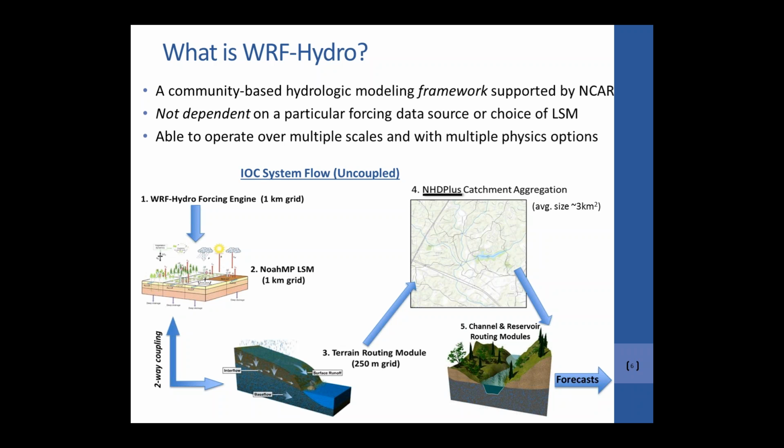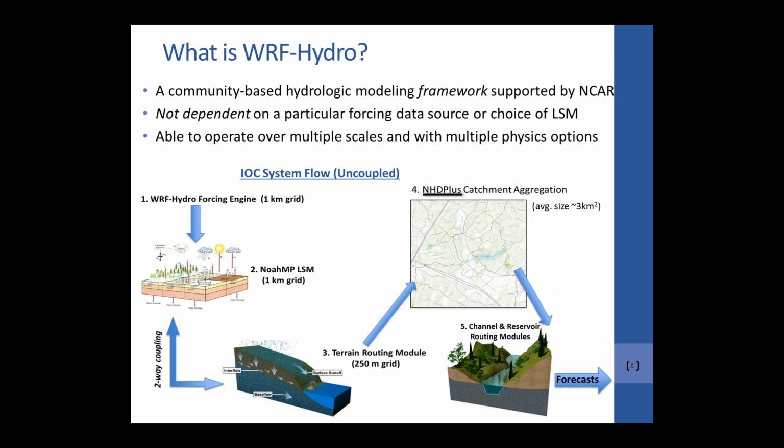Now, going on to item 3 there, let's follow where the runoff would come out of the land surface model and then flow into number 3. We take that runoff, whether it's surface or subsurface, and we push it into a terrain routing module. This is operating on an even finer scale, 250 meters.